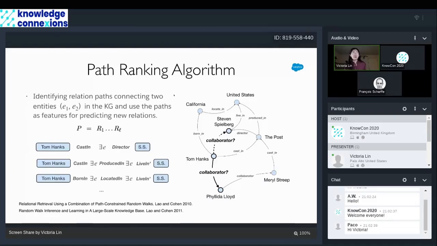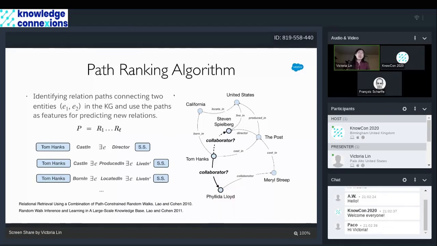For the path-based algorithms, whenever it tries to predict the possible relations between two entities, it looks at the potential paths in the partial knowledge graph connecting these two entities and uses these paths as features for scoring the likelihood of a particular relation.